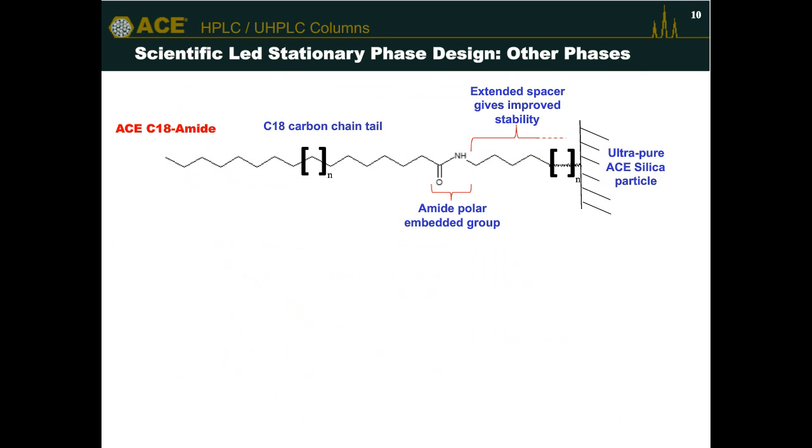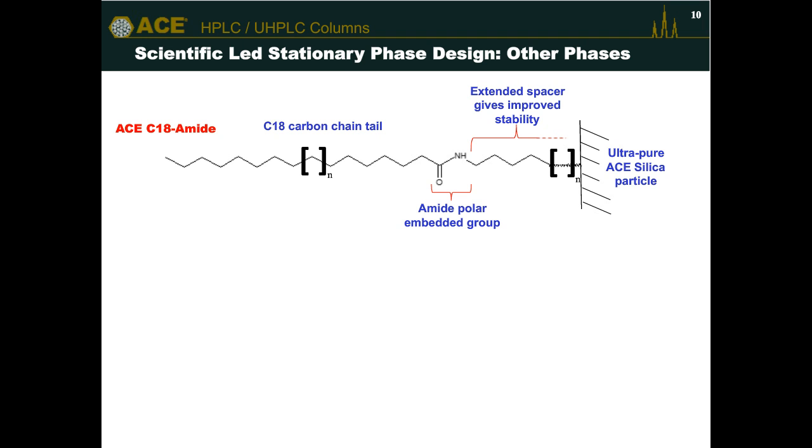Other types of phases and phase chemistries that provide different mechanisms. This is an example of a polar embedded phase, and you can see here that we have the embedded amide group. The difference with this particular polar embedded phase is we have a longer extended alkyl chain spacer between the polar embedded group and the silica particle. This gives this phase stability. In fact, this polar embedded phase can be used at 60 degrees for a month in phosphate buffer, so it's a very stable stationary phase.